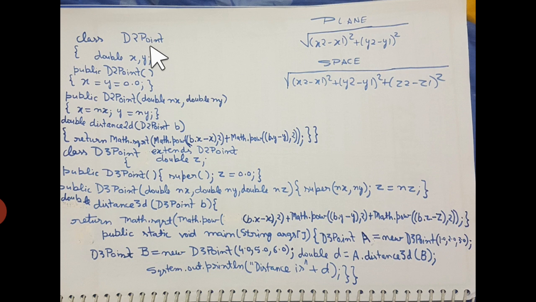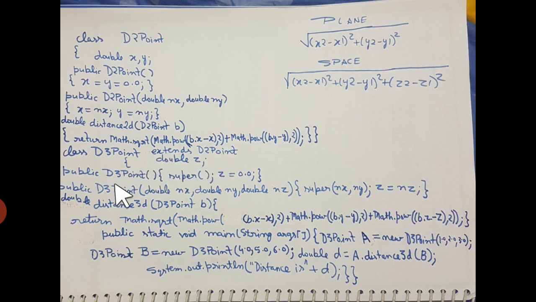Now we come to the inheritance. Now D3Point, which is actually representing a point in space, is going to inherit the D2Point class. So D2Point has been inherited here, and double z is the data member of this class, and x and y have been inherited through the D2Point class.